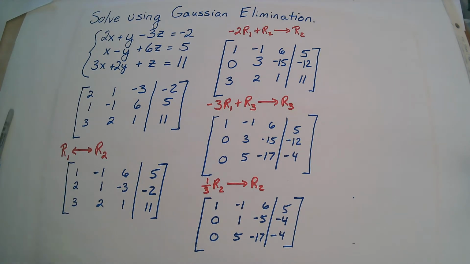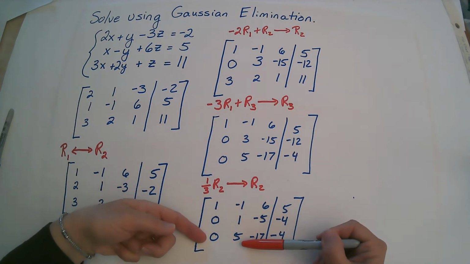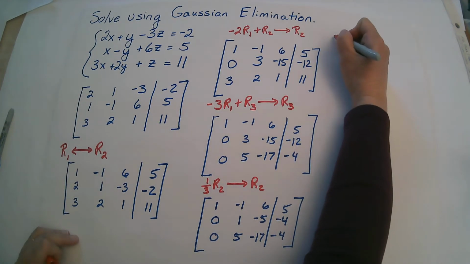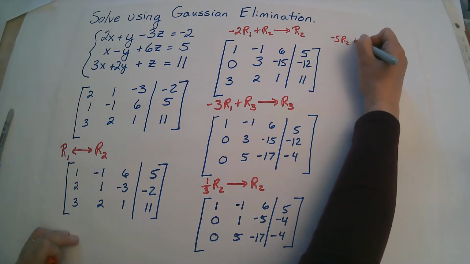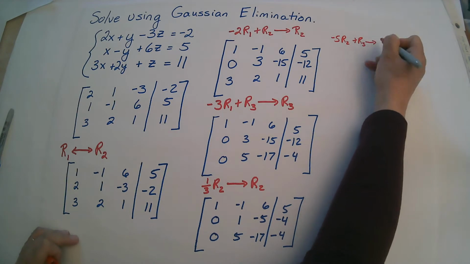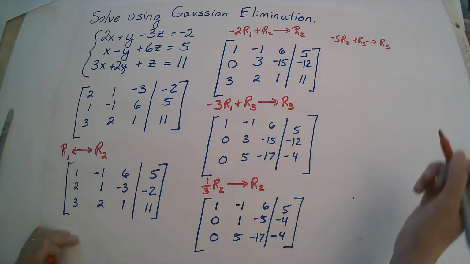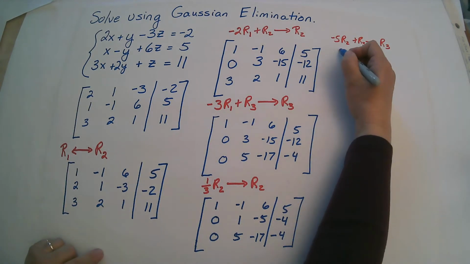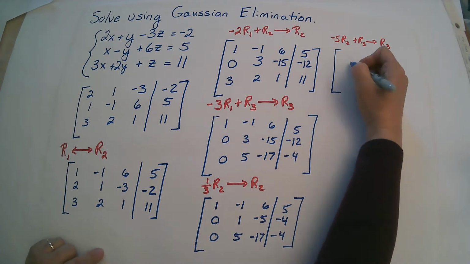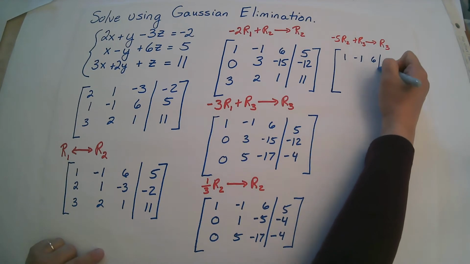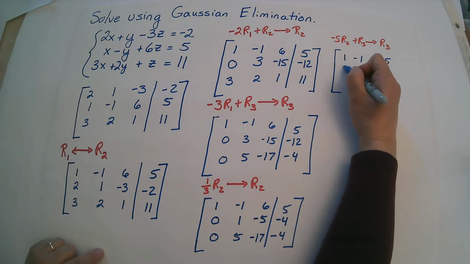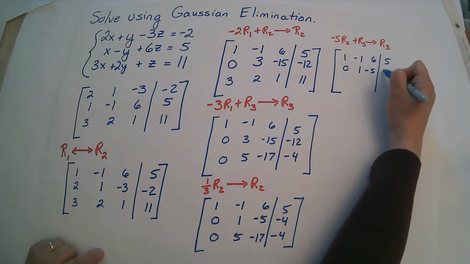So let's see. We're going to multiply row 2 by -5 and add it to row 3. So let's write that down. -5 times row 2. We're going to add that to row 3, and we're going to put it in row 3. So row 1 is unchanged. 1, -1, 6, 5. Row 2 is actually unchanged as well. 0, 1, -5, -4.